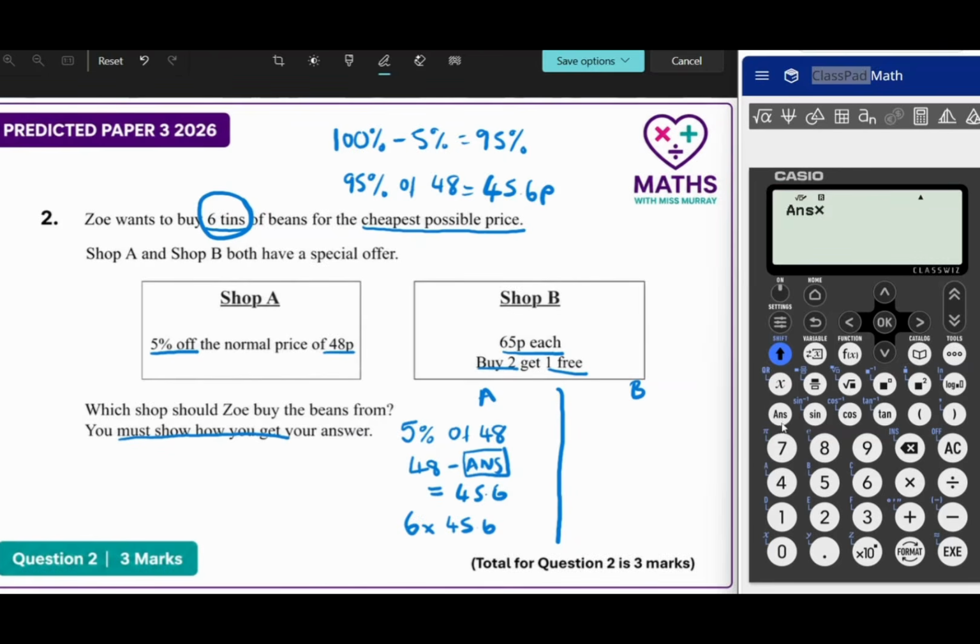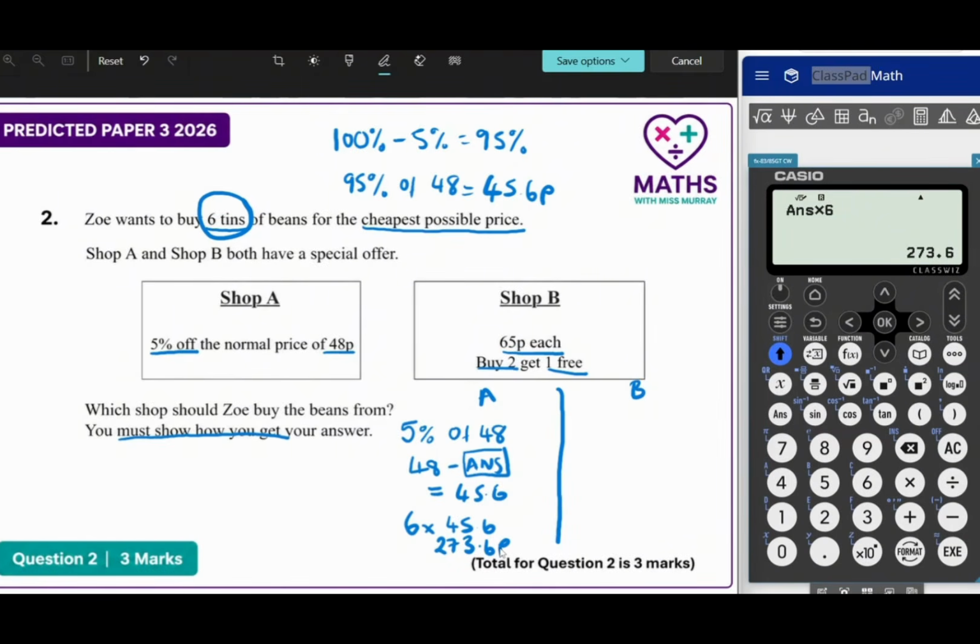If you've cleared it, it will put your previous answer in. So 45.6 times 6 to give me the cost of 6 tins. And again, it's given me a fraction, and I want a decimal, so it's going to be 200... you'll have a bit more space on your paper than I've got here. 273.6 pence is the total cost for A.